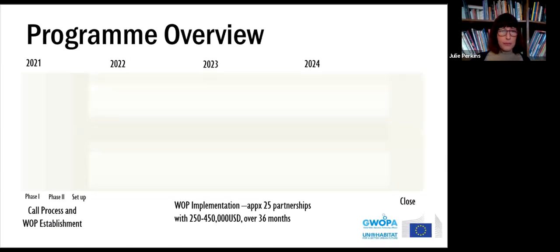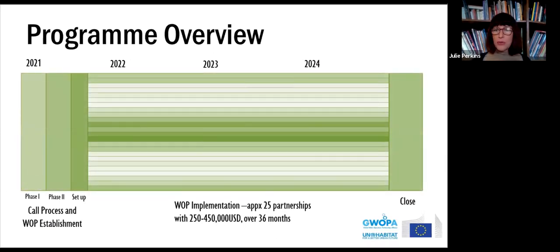So this is a 4-year program that is funded by DevCo and implemented by UN-Habitat. And we are currently in this first phase, in the first green strip of the call process and WOP establishment, where we are identifying projects to be funded. There is a possibility of funding up to 30 partnerships with between 250 and 450,000 US dollars each. And they will run for 36 months, and then there will be a closing period.